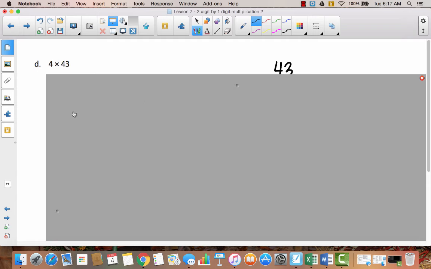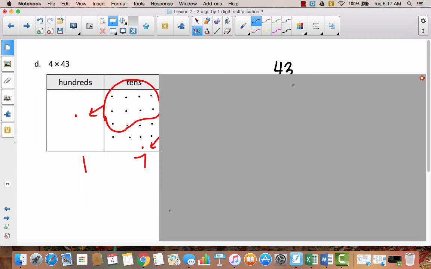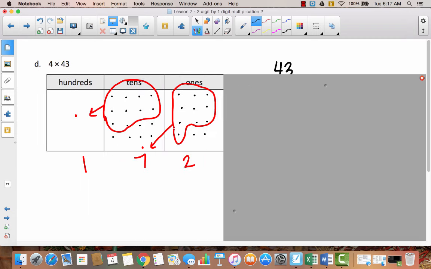So we have 43 4 times. So that's 4 tens 3 times, and 3 ones 4 times. And you can see that this time I ended up with 12 ones. So I bundled 10 of them and moved it to the tens place. And then I ended up with 16 plus this one, 17 tens. So I bundled 10 of them and moved them to the hundreds place. So that gave me a total of 172.